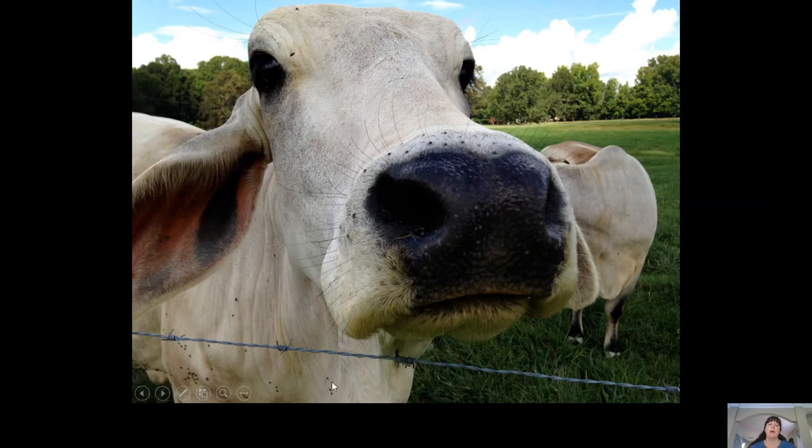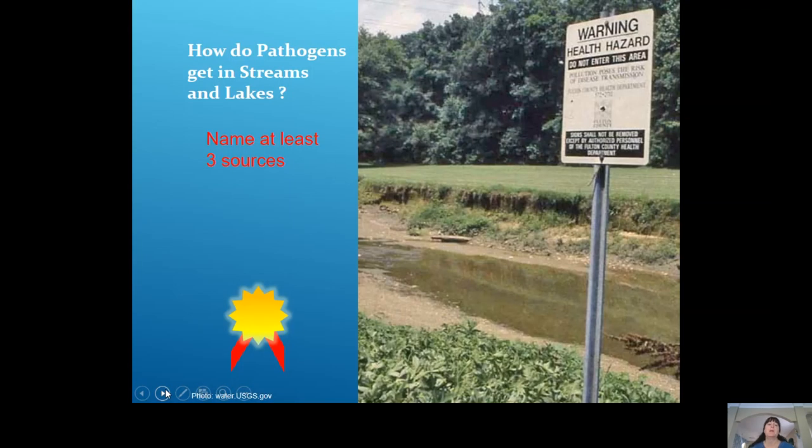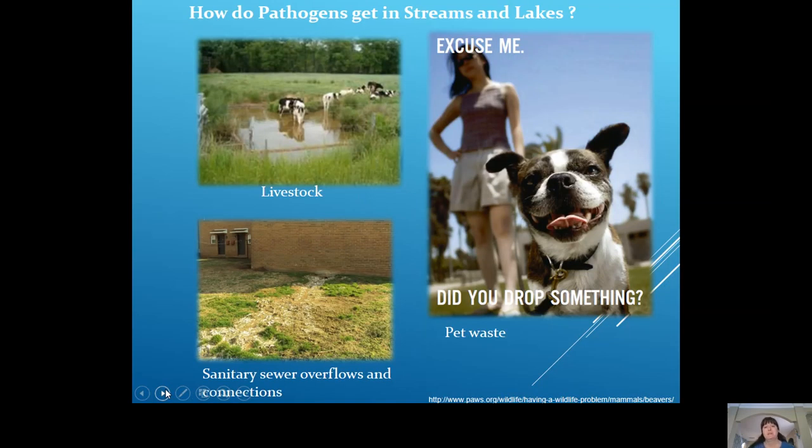So how does this guy affect our water quality? Pathogens. How do pathogens get into our streams and lakes? A couple different reasons. First one is livestock. If this guy's going to be in our lake or our creek, and that's going to run off into Lake Twitty, what's this cow probably doing in the water? He's pooping. All of that waste then gets into our water supply.